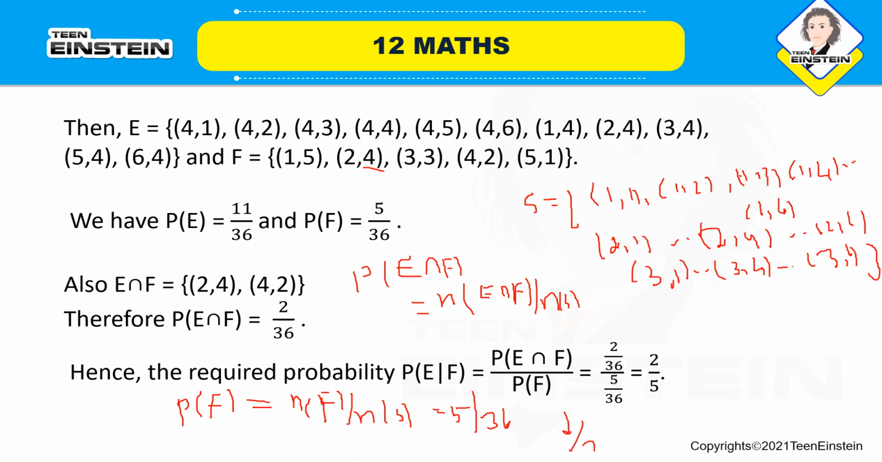Okay, so this is 2 by 36 divided by 5 by 36. So 2 by 36 into, it comes to the numerator, then it becomes reciprocal, 36 by 5. So we can cancel 36. So the answer is 2 by 5. So the conditional probability that the number 4 has appeared at least once, given that the sum of the numbers appearing is 6, is equal to 2 by 5. Is that clear?